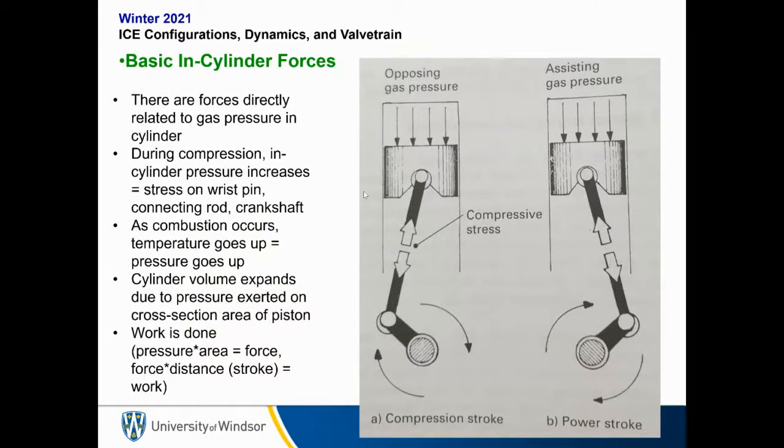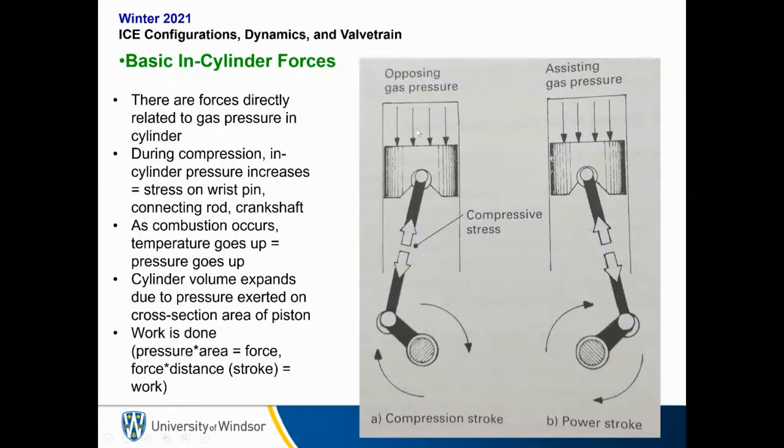Okay, so we talked about the engine, how it actually creates torque, but we're going to look at some of the details and some of the forces that are occurring in the cylinder. So there's two types of forces we're going to look at: gas pressure and inertial forces. The forces directly related to the gas pressure in the cylinder are called the gas pressure forces. So if we look at the compression stroke, in-cylinder pressure increases. While pressure always pushes outwards, in other words, the gas pressure during a compression stroke is going to oppose the motion of the piston.